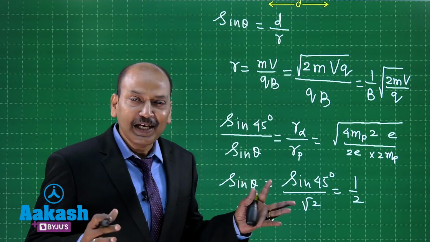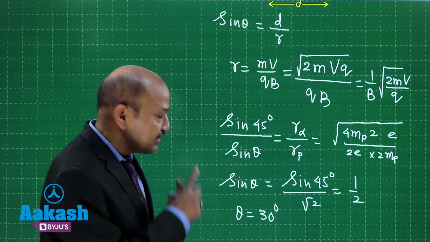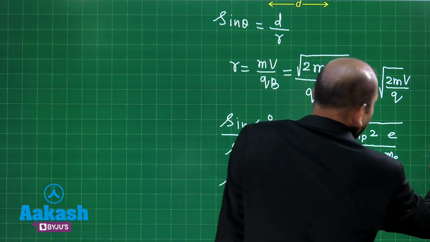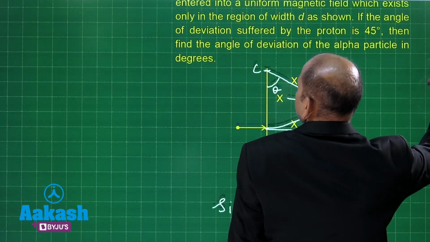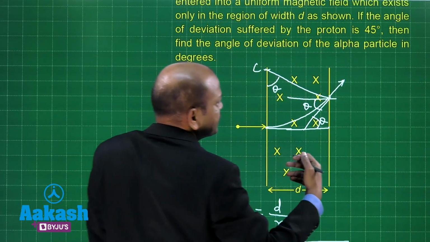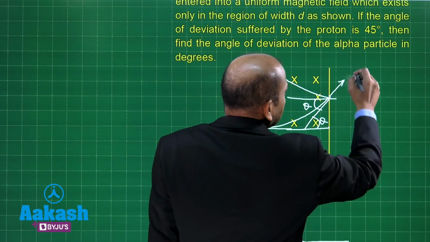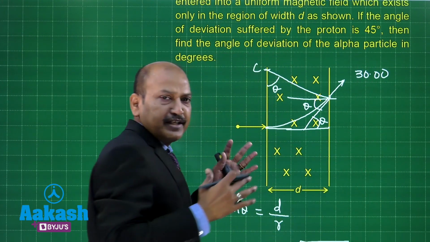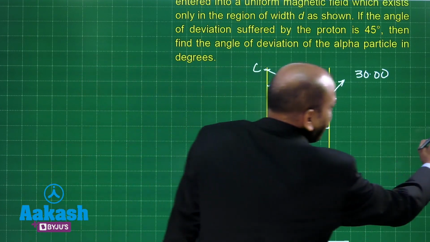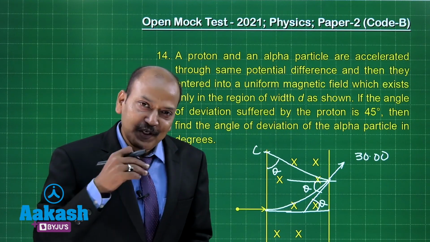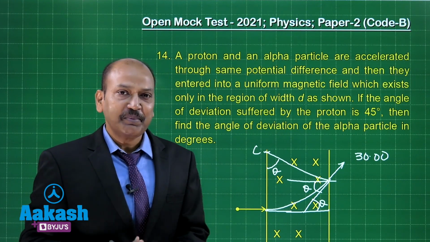So, the angle of deviation produced in the alpha particle is going to be 30 degree. If we are putting 2 places after decimal also, the answer becomes 30.00, and this numerical is done. Let us now go to the next set of questions of this paper.